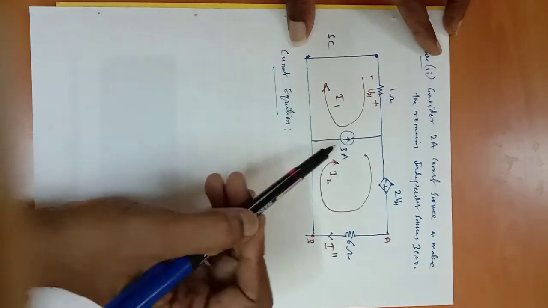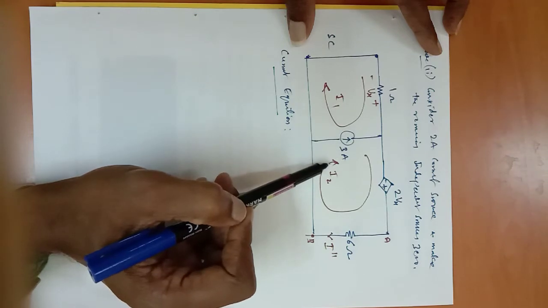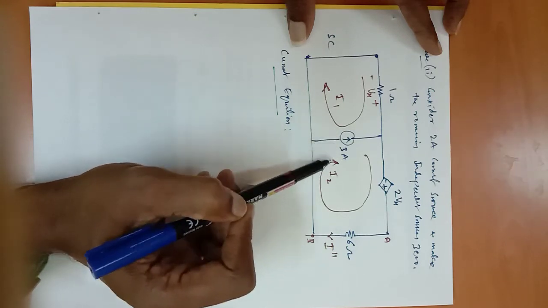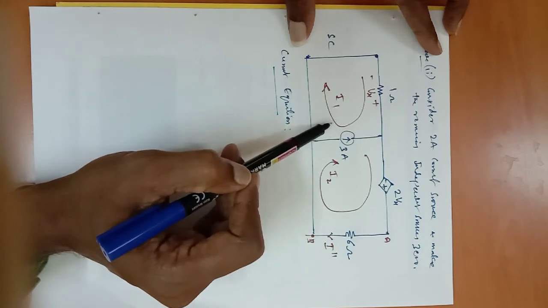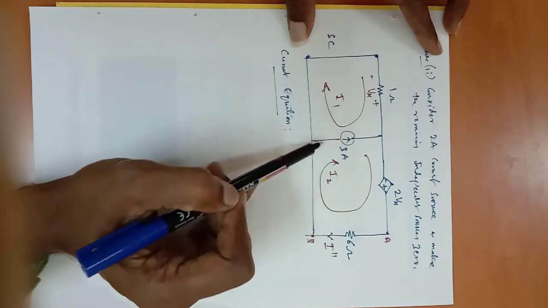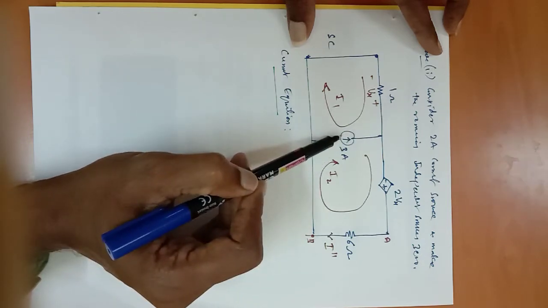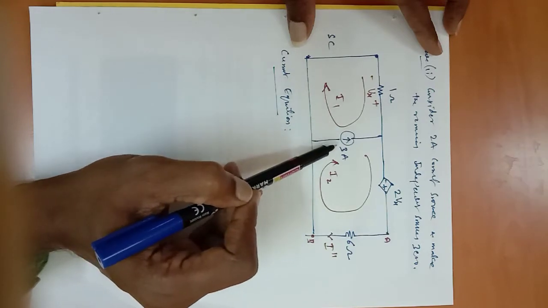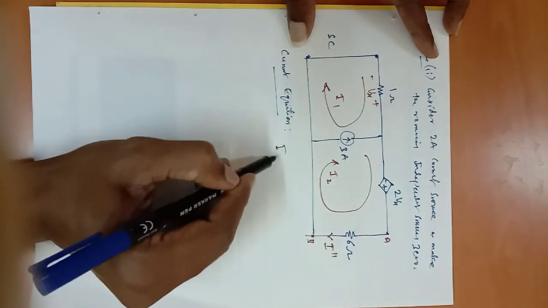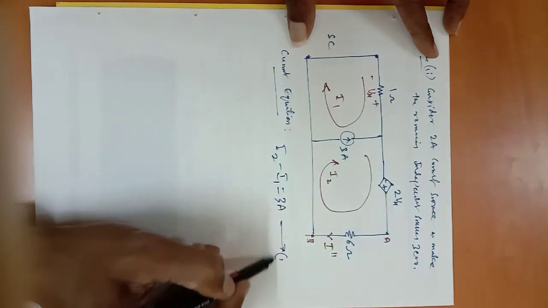So which is positive, which is negative? The loop current which is flowing in the direction of the current source is taken as positive. The current which is flowing opposite to that will be taken as negative. That's why the current equation is given by I2, as this source current is matching. So I2 minus I1 is how much? 3 ampere. That is, I2 minus I1 is equal to 3 ampere is one equation.